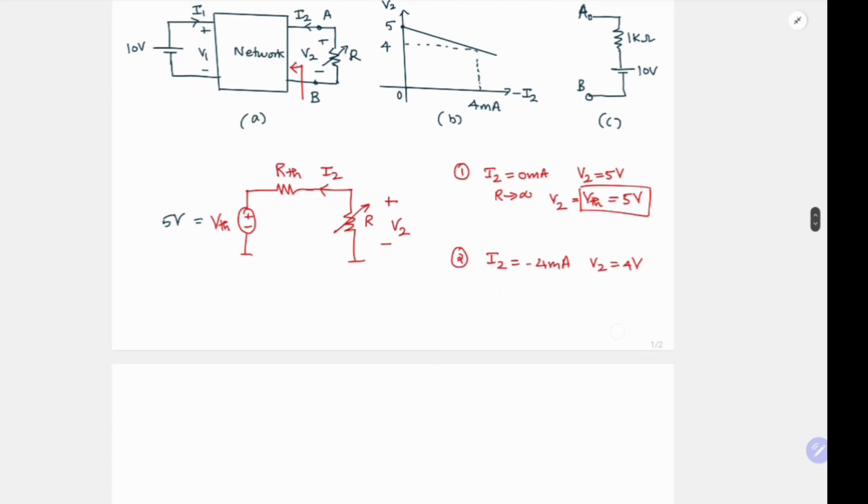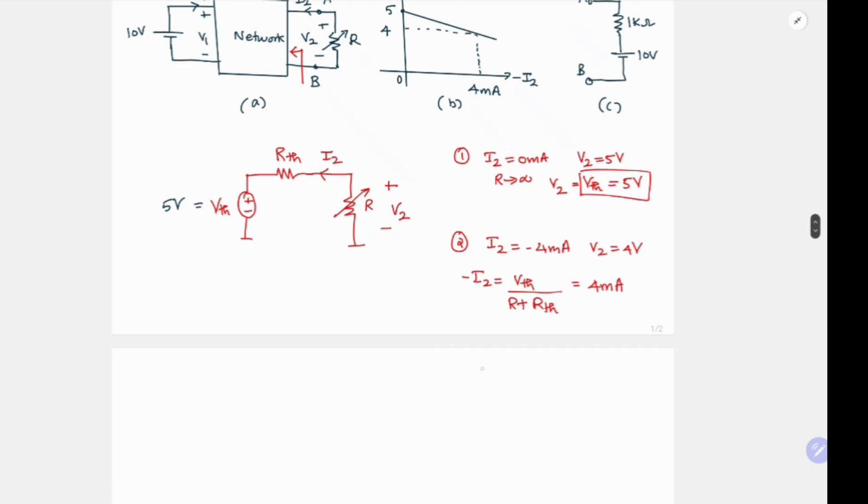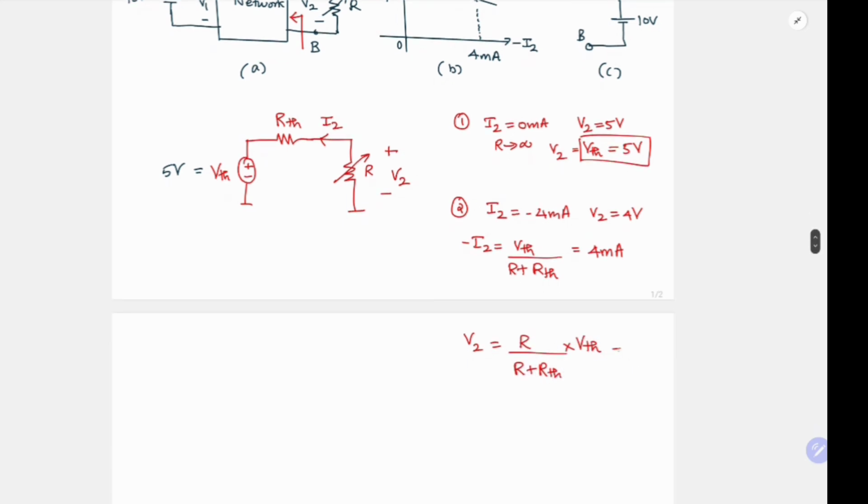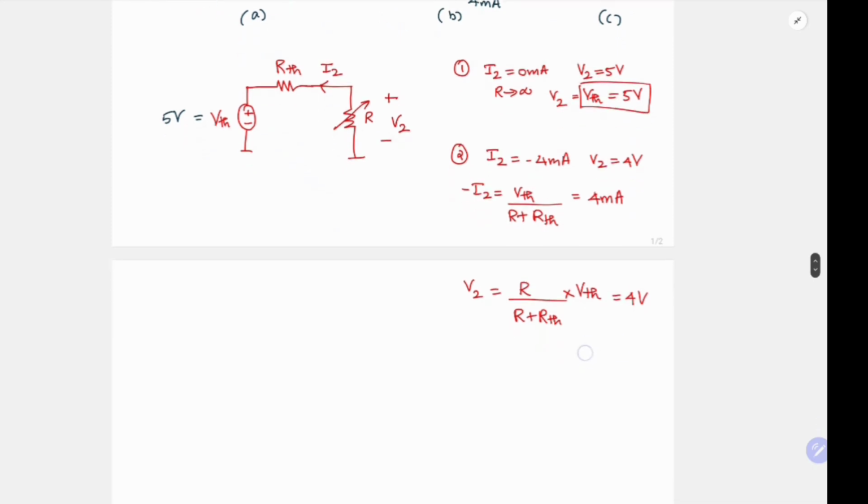And from the second case, what can you get? Now you have two equations. Minus I2 is nothing but VTH by R plus RTH, and this is equal to 4 milliamp. This is one equation. The second equation is for V2. V2 is nothing but R by R plus RTH into VTH, and this is equal to 4 volt. This is your second equation.